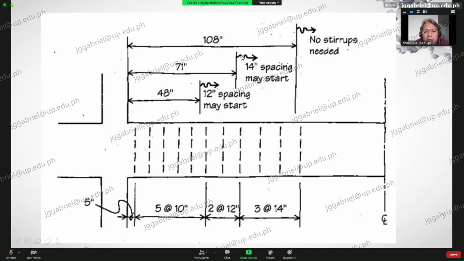Okay, and then from there, 14 inches until it passes this region where you don't need any stirrup. Okay, may stirrup ka rito. And then, no stirrup at this point na.